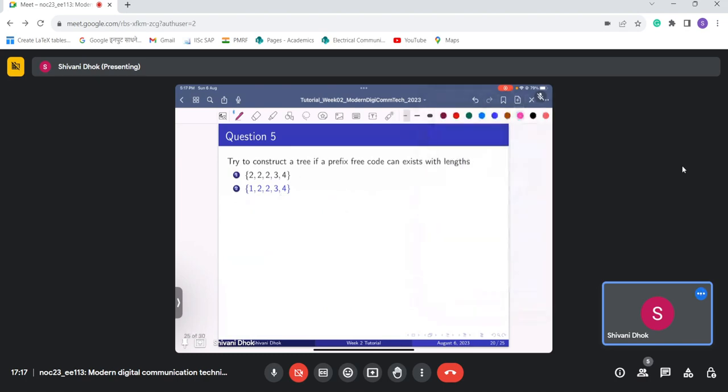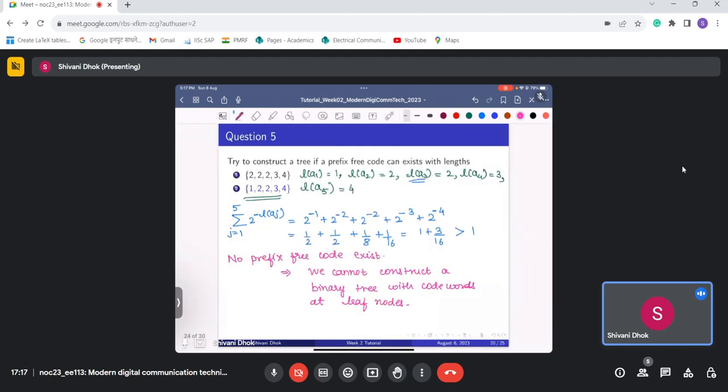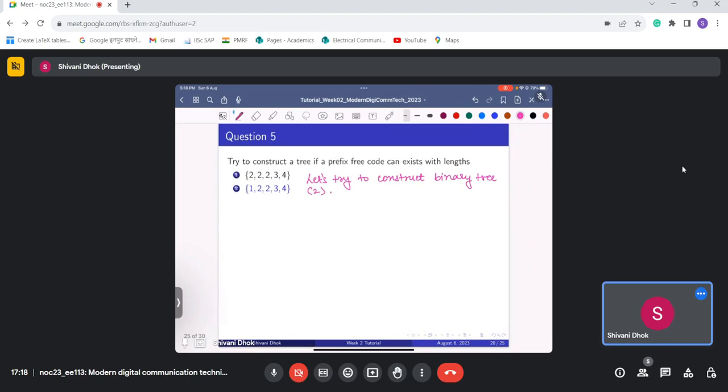So let us try to construct a binary tree for part 2. We have found out that there is no prefix-free code, and we know that there won't exist any such tree, but for our understanding, let us try to construct one such tree. Okay, so let us again start with a root node, this one, and branch it out into branches like this.